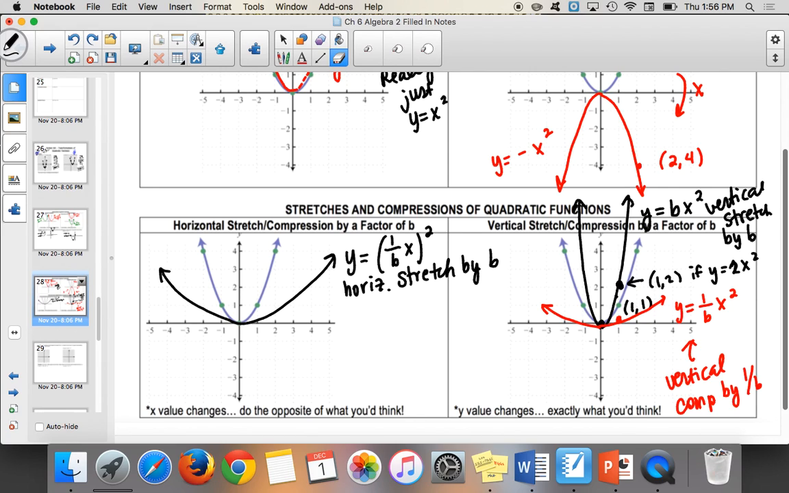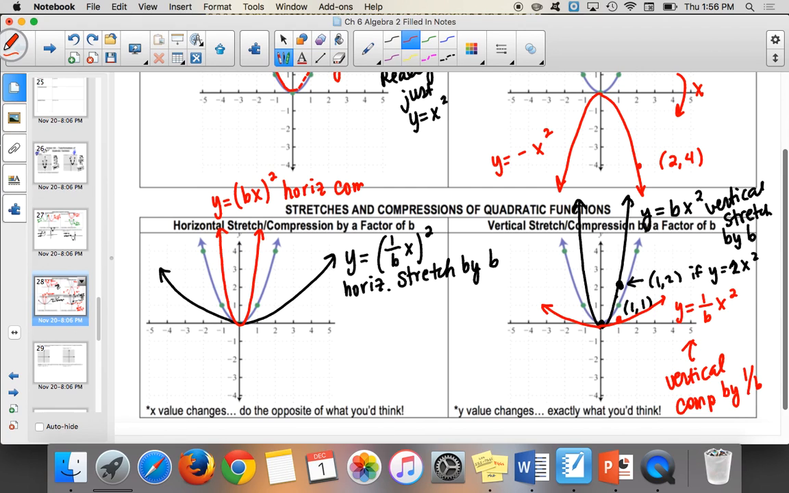So what do we think the horizontal compression does? If I have my parabola, it's going to go in. And what will that look like? b times x in parentheses squared. So that's a horizontal compression by 1/b. So it's by the reciprocal. Okay, and that makes sense if you think about the opposite operations. So if I had 1/2, that means divide by 2, right? So instead I multiply by 2. If I had 2 times x, then I divide by 2.